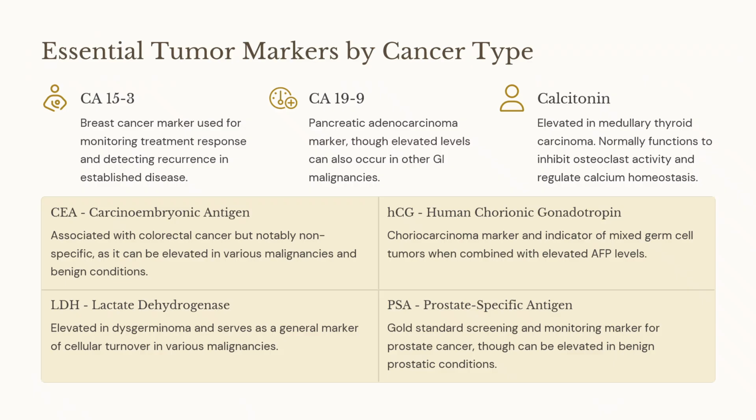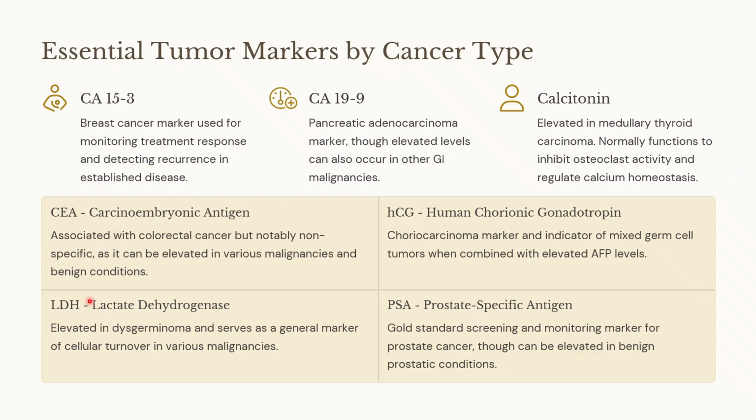Other tumor markers. CA15-3 is increased in breast cancer. CA19-9 is increased in pancreatic adenocarcinoma. Calcitonin is elevated in medullary carcinoma of the thyroid, and the normal calcitonin produced by the thyroid, its role is to inhibit the osteoclast and regulate calcium homeostasis. What about carcinoembryonic antigen? That is increased in colorectal cancer.